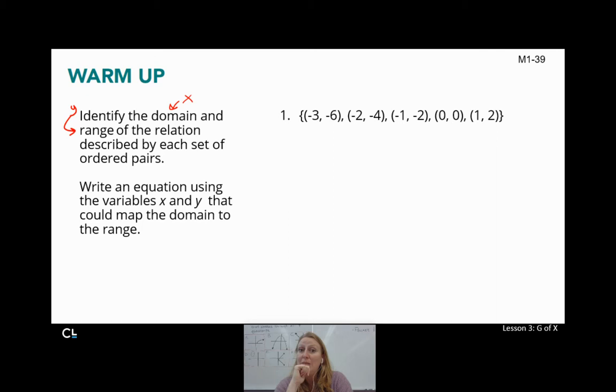So with that in mind, looking at these pairs, list off for me the domain, list off for me the range, and then see if you can write an equation that shows the pattern, that shows the relationship. They say map the domain onto the range, but I say show the relationship, same stuff. Go ahead and hit pause to work this out and then hit play to check your work.